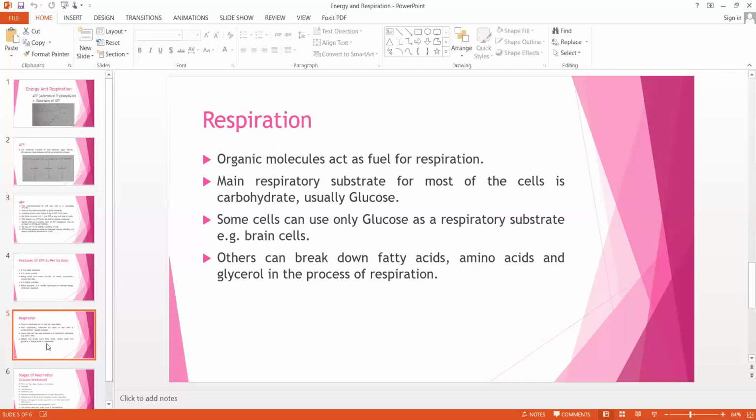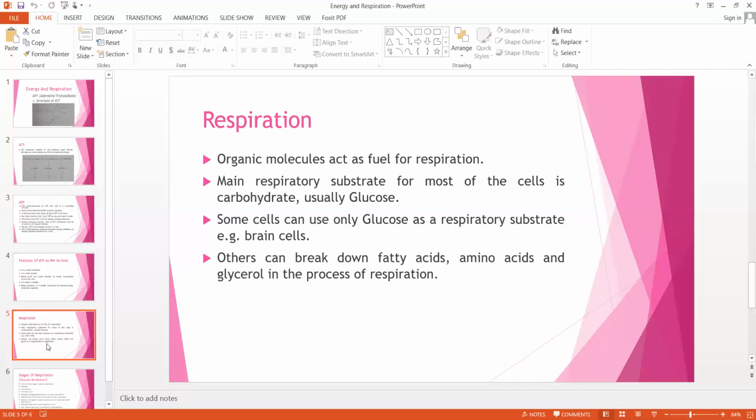So, moving to the process of respiration. Obviously, organic molecules act as a fuel for respiration. They are used in the process of respiration to be oxidized. And we know that the main respiratory substrate for most cells is carbohydrate, and among carbohydrates, the most common is glucose. Some cells, however, only use glucose as a respiratory substrate. They don't go for any other option. For example, your brain cells.